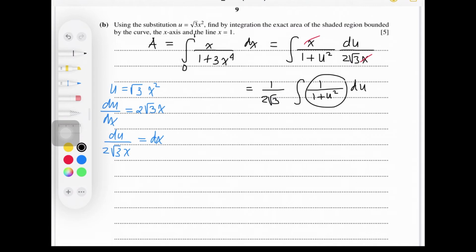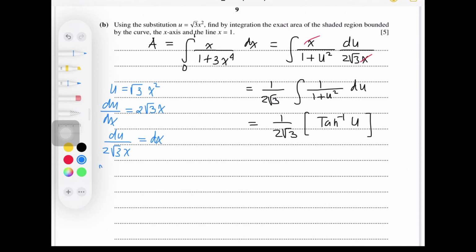The integration of this is tan inverse of u. So 1 over 2 square root of 3 times tan inverse of u. But since we are using the substitution u equals square root of 3 x squared, it means that the lower and the upper boundary should be adjusted also.